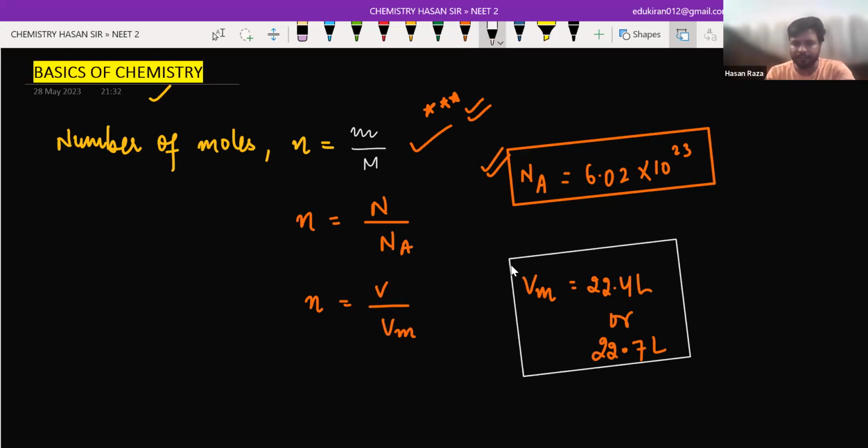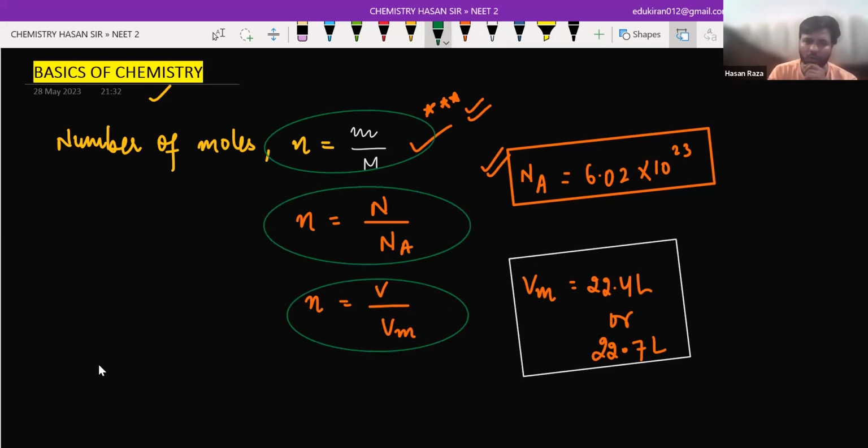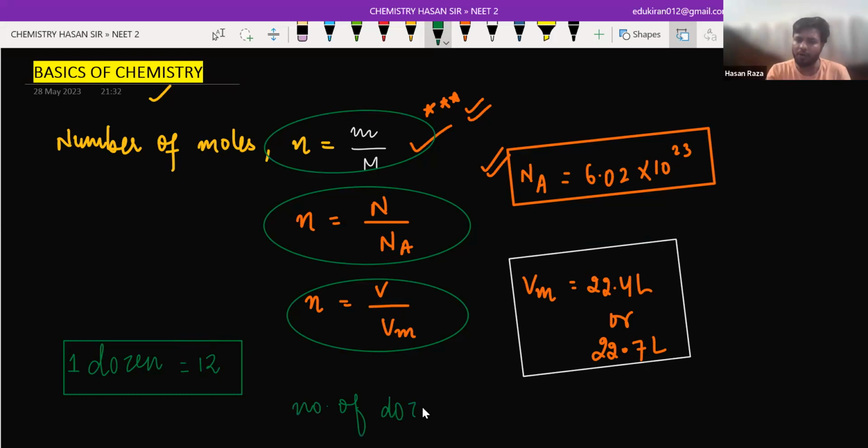Basically, if you don't get what is number of moles, we can easily relate this with a dozen. I think everyone knows what a dozen is. Dozen means basically 12, right? Yes, sir. So whenever you calculate the number of dozen, whatever is the number of particles or number of anything, you divide by 12. This is how we calculate number of dozen.